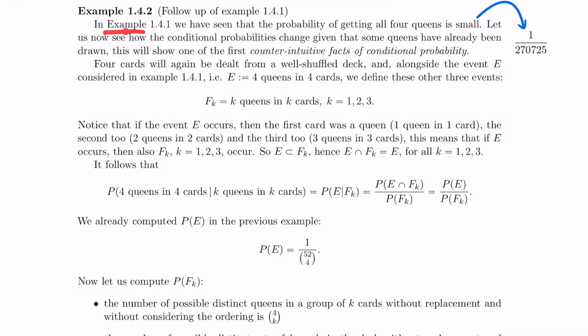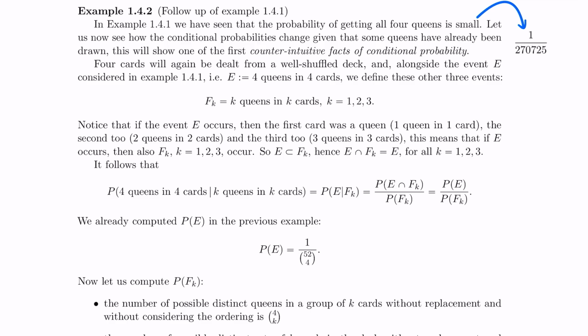In the previous motivational example, we have seen that the probability of getting all 4 queens is small, this number here. Now, alongside the event described in the last example, that is the event E having 4 queens in 4 cards, we also consider these 3 other events, Fk, that is k queens in k cards, with k that goes from 1 to 3.